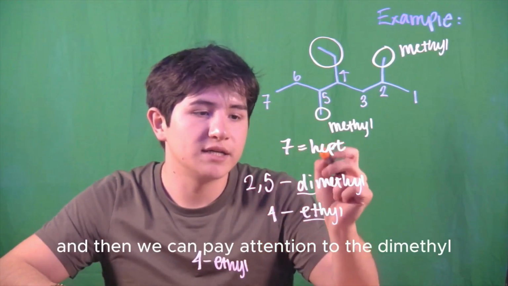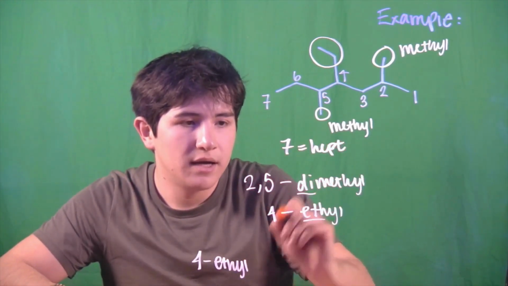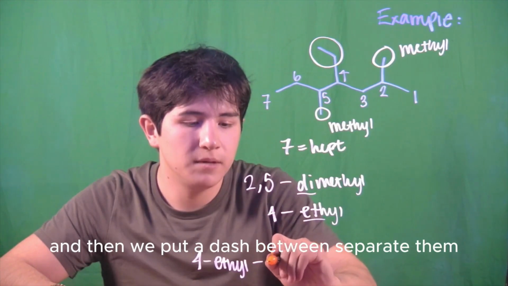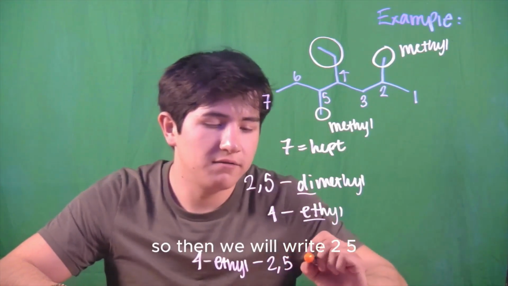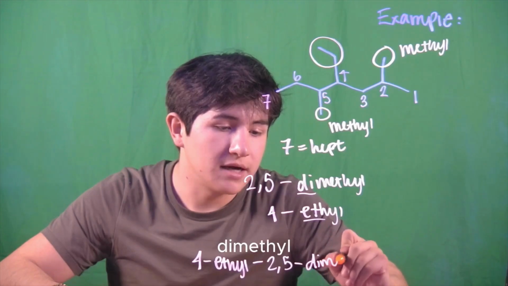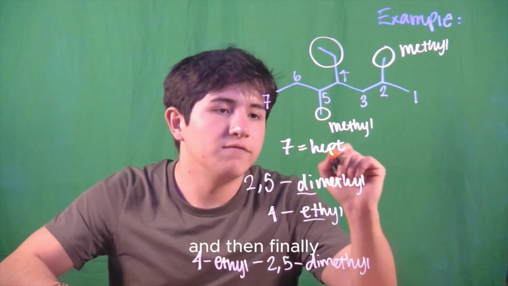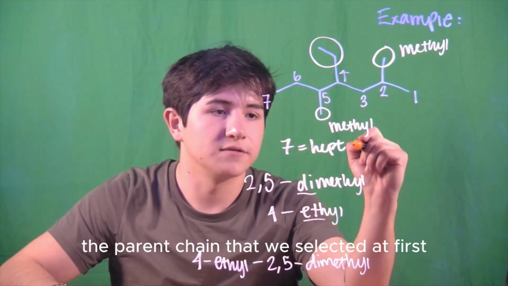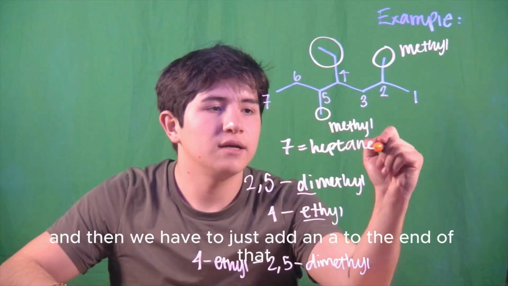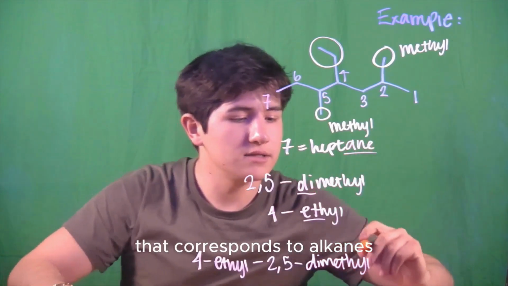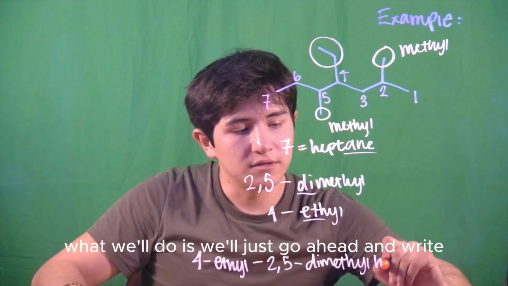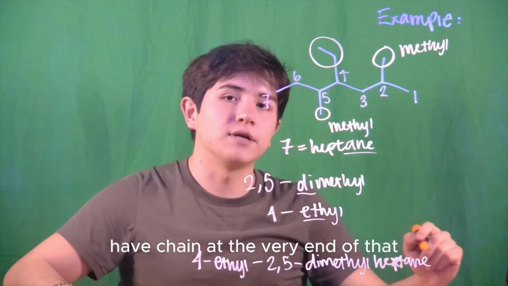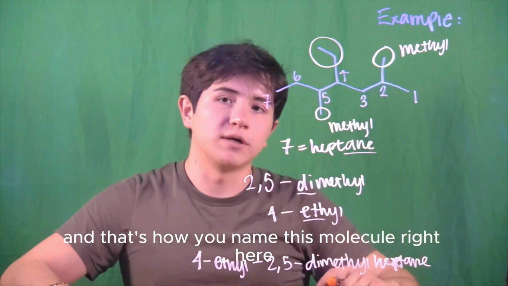And then we can pay attention to the dimethyl. M comes after the E, so we will write that next. And then we put a dash in between to separate them. So then we will write 2,5-dimethyl. And then finally, we have to remember our prefix for the 7 carbons of the parent chain that we selected at first. And then we have to just add an ane to the end of that. That corresponds to alkanes. And finally, what we'll do is we'll just go ahead and write heptane at the very end of that. And that's how you name this molecule right here.